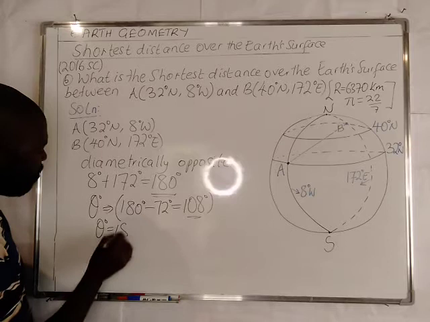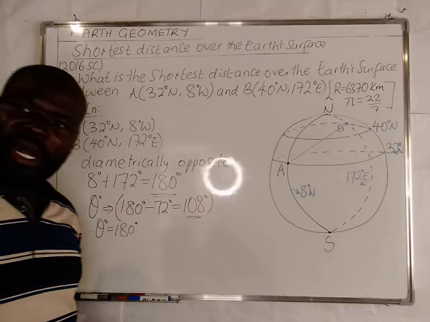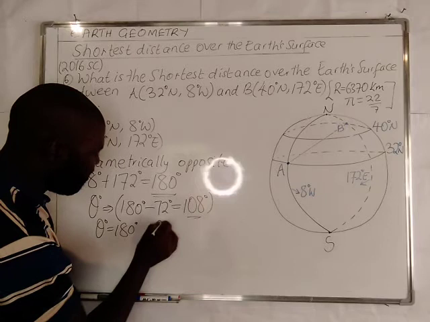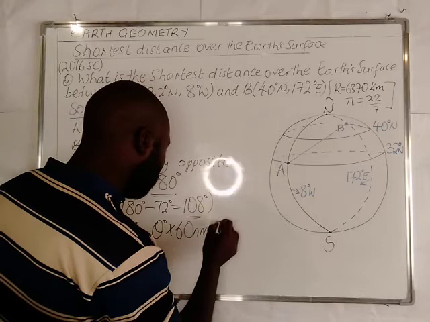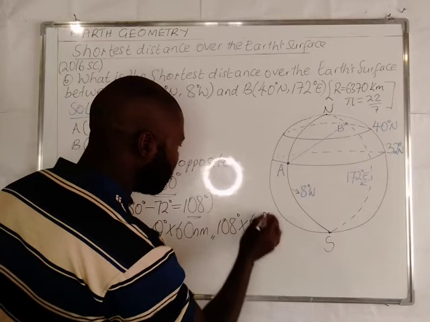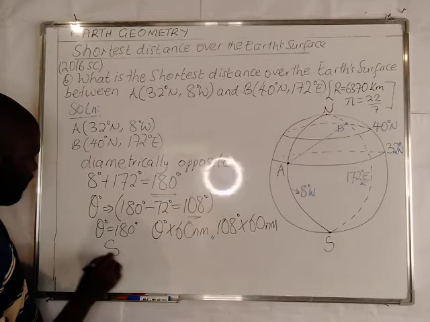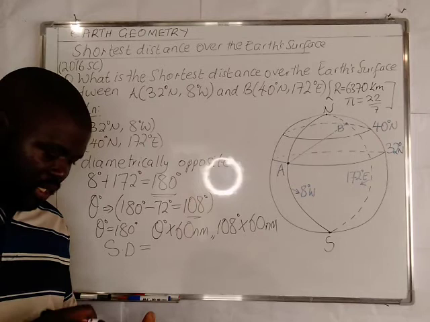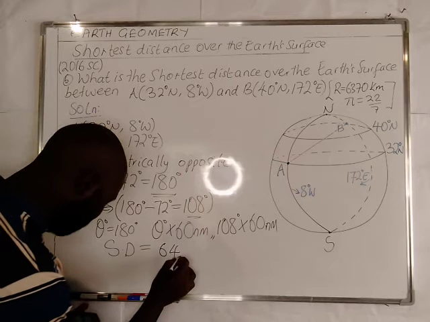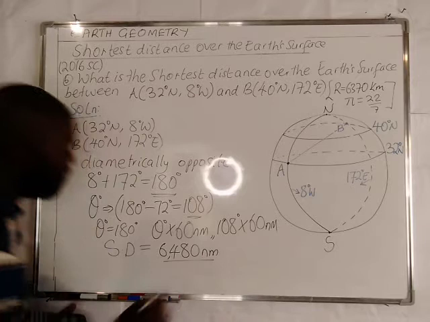Now, suppose we want our shortest distance in nautical miles, then we just say theta times 60 nautical miles. Then we would have gotten our shortest distance. So we say 108 times 60 nautical miles, and our shortest distance for this one would be 6,480 nautical miles. So this is our shortest distance in nautical miles.